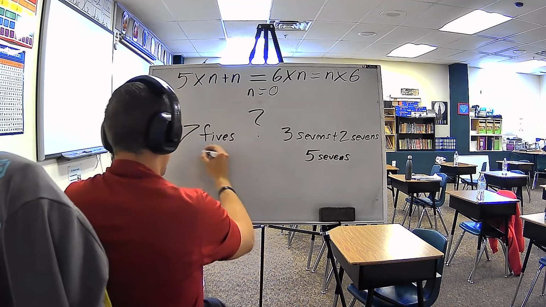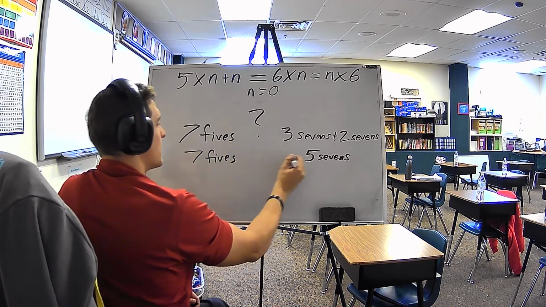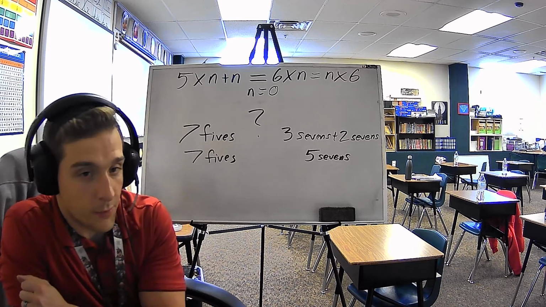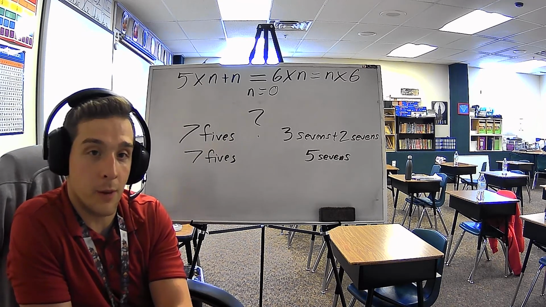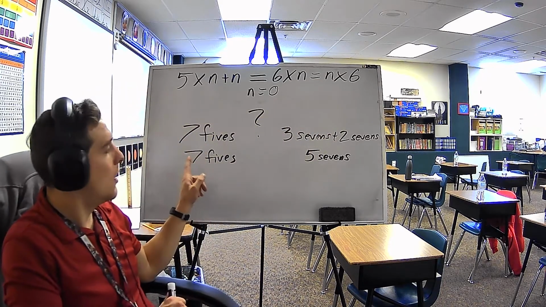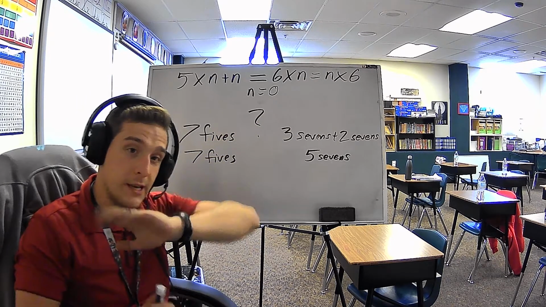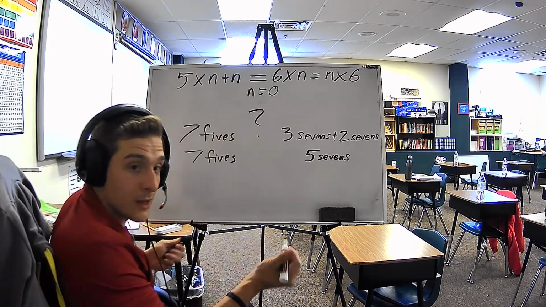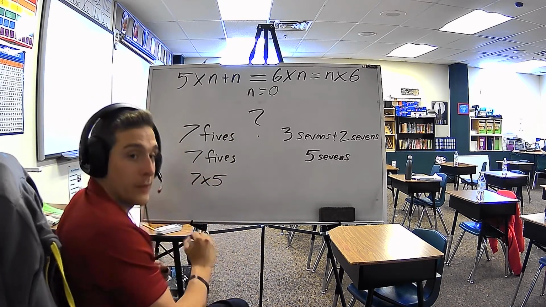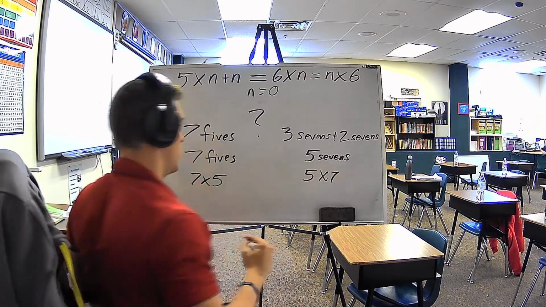Now my next question is, is 7 5s equal to 5 7s? Now think of the commutative property. Normally, we view commutative property as looking like this. Can we make these look like that? Let's see. So 7 5s, what does that look like? So I'm doing another step here. 7 5s becomes 7 groups of 5, or 7 times 5. And 5 7s becomes 5 times 7.